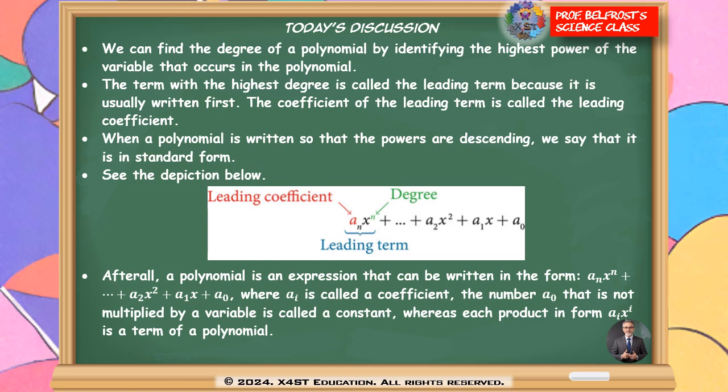When a polynomial is written so that the powers are descending, we can say that this is in the standard form, okay? Let's see what's the standard form actually. You have a leading coefficient and leading term written first, and the n of the leading term indicates the degree of the polynomial, plus and so on, plus a2 x squared plus a1 x, plus a0. a0 is the constant. Okay, easy.